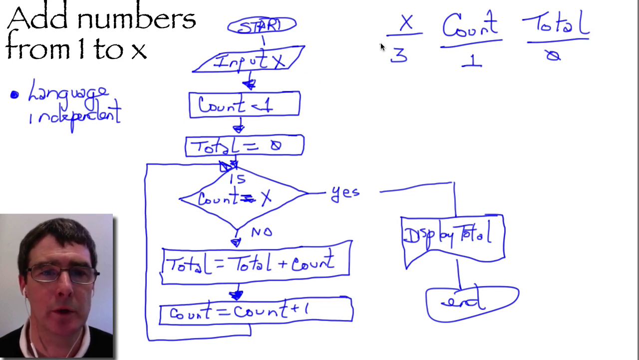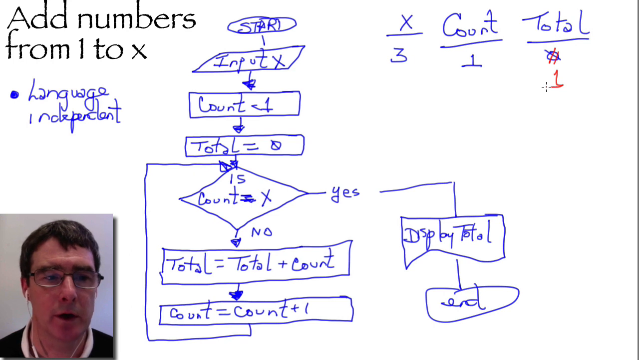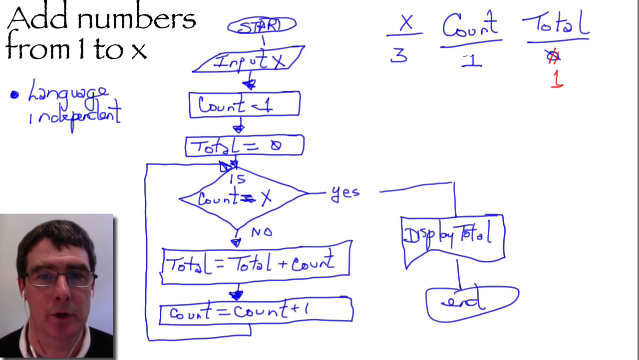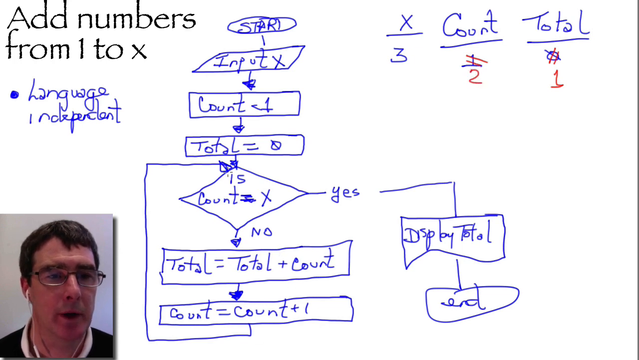So let's suppose we input the number 3. Count is 1, total is 0. Is count equal to x? Well, count and x, no, they're not the same. So total equals total plus count. So I've got total is 0, count is 1. I'm going to add them up, and total is going to become 1. That's the new value of total. Now, count equals count plus 1, so I'm going to increment my count, and I'm going to come back up here. So I'm pretending I'm the computer.